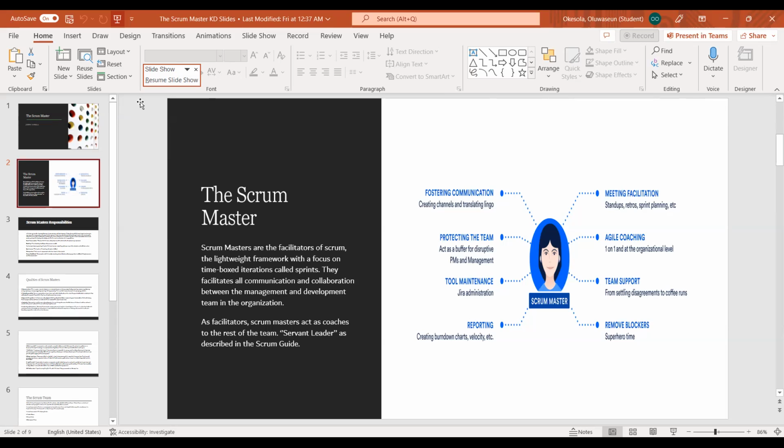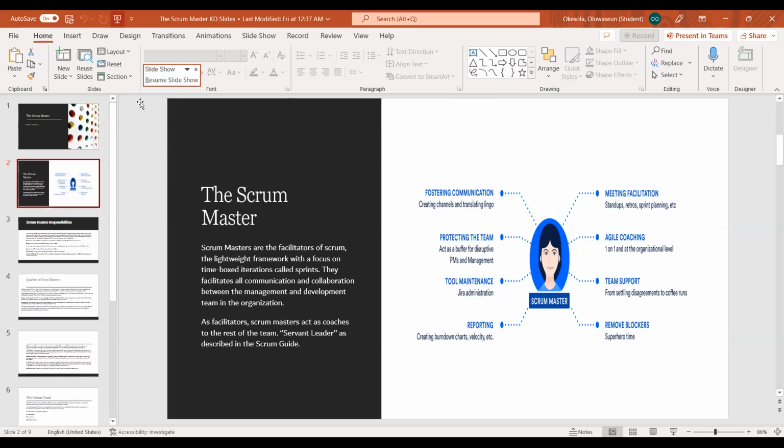But for the coffee runs, I wouldn't know why this is there. A Scrum Master shouldn't do coffee runs for the development team. No, it shouldn't be. But the Scrum Master ensures that it does all it can to support the team with everything they need to be successful. And the last one says remove blockers, right? So the Scrum Master removes blockers.